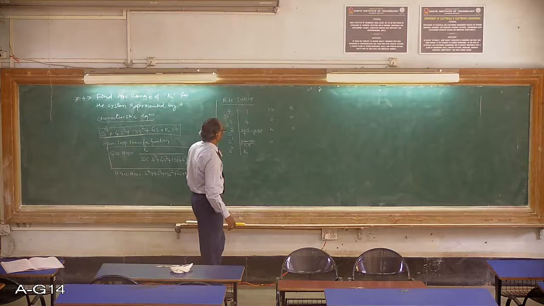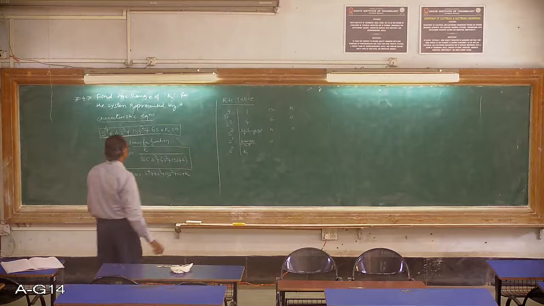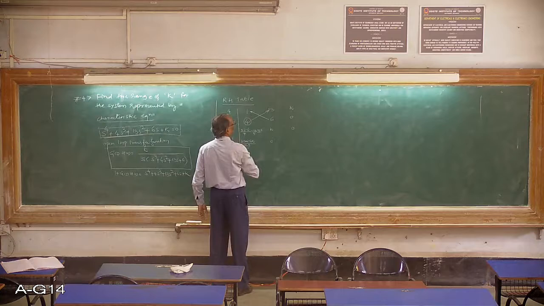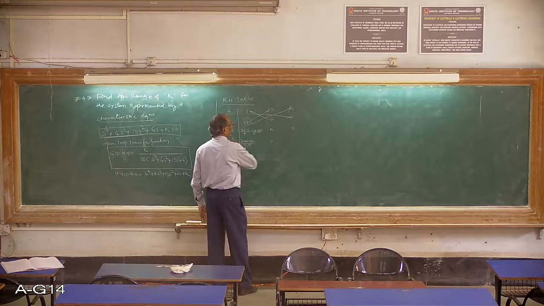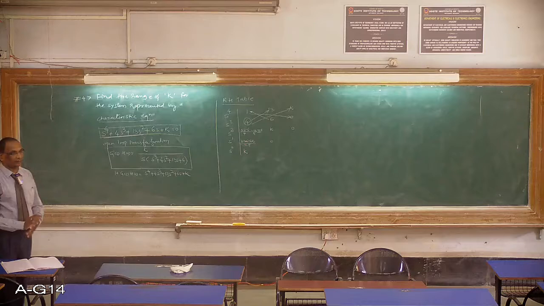So construct the RH table carefully by taking the determinants. To get the determinant for the first one, this into this minus this into this divided by this. Similarly for this term, this into this, this into this, divided by 4. This is how you have to continue to complete the RH table.